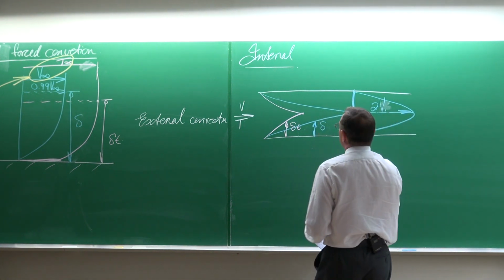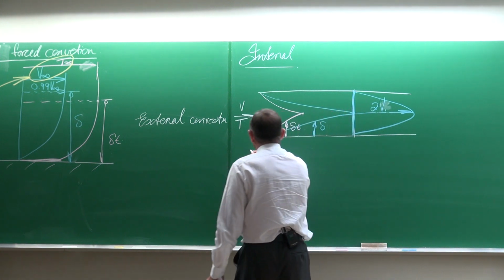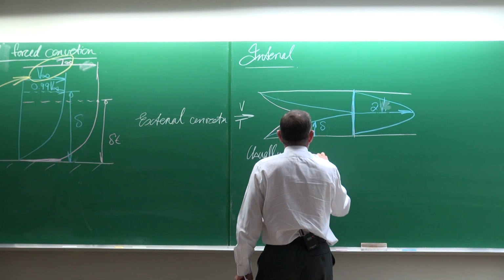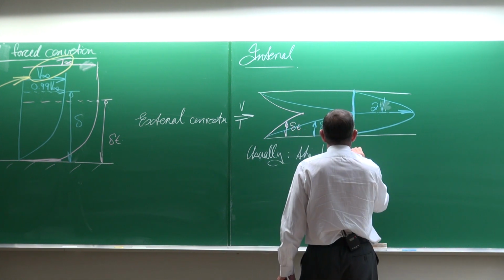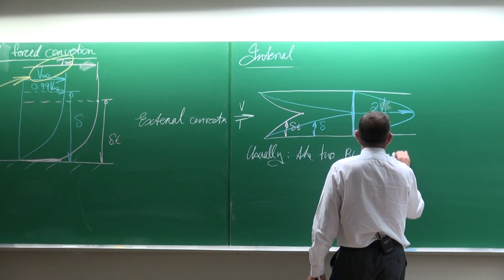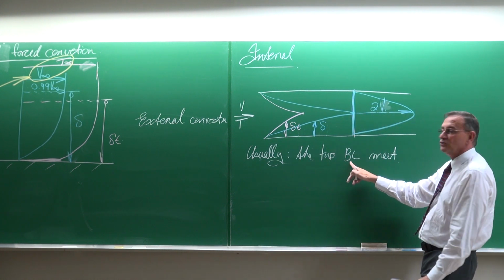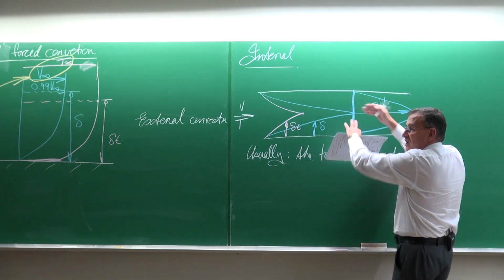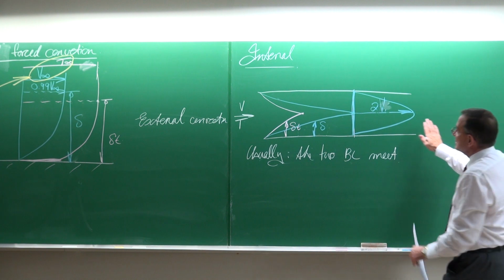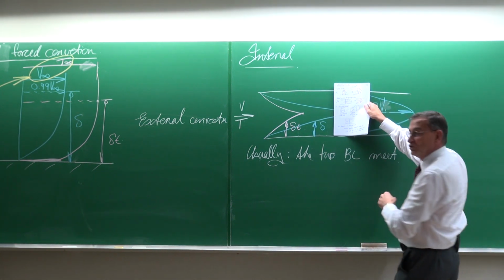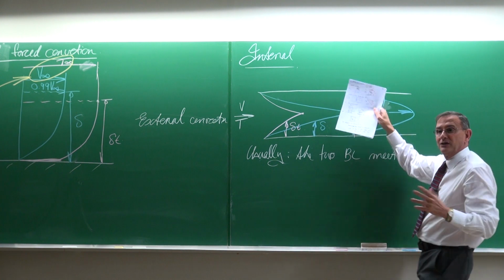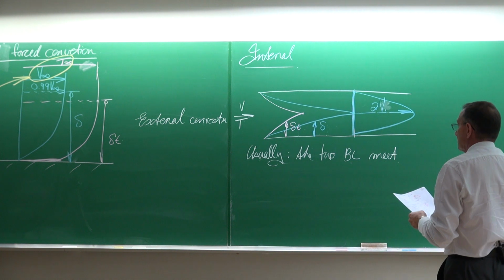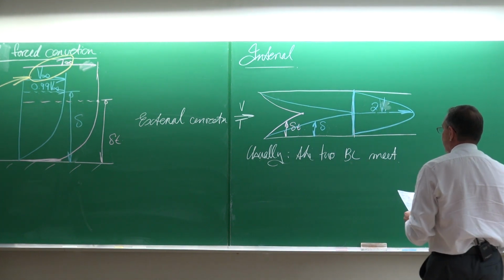So if we look at this, what is important to see is that usually the two boundary layers meet. The two boundary layers meet each other. There you can see they start meeting each other. If this geometry is of course short or short enough, then they might not meet each other, but in many cases they will actually meet each other. So this is internal forced convection.